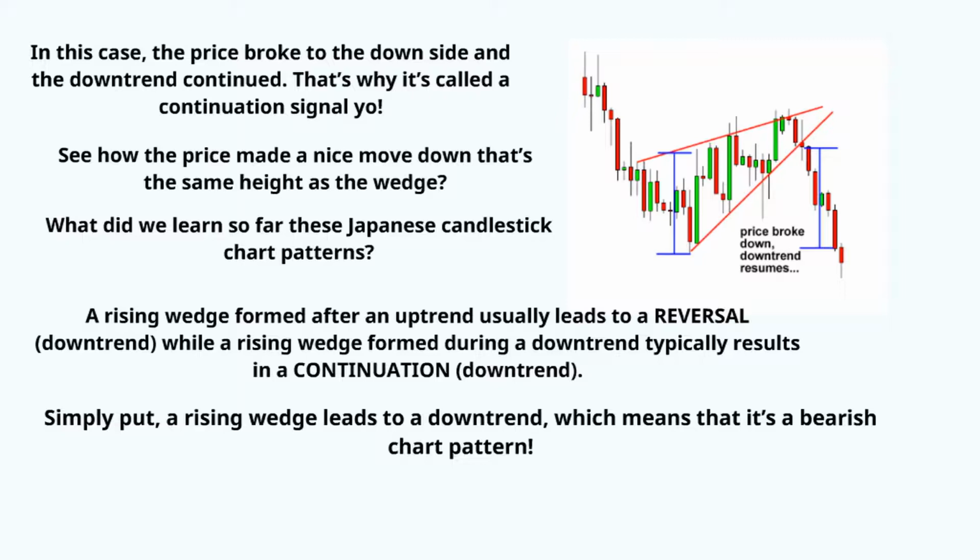What did we learn so far in these Japanese candlestick chart patterns? A rising wedge formed after an uptrend usually leads to a reversal, a downtrend, while a rising wedge formed during a downtrend typically results in a continuation, a downtrend. Simply put, a rising wedge leads to a downtrend, which means that it's a bearish chart pattern.